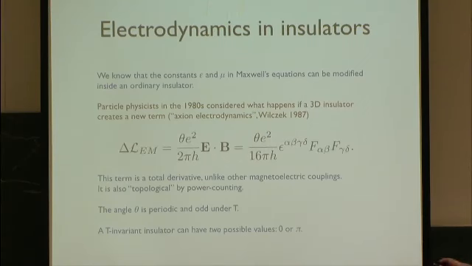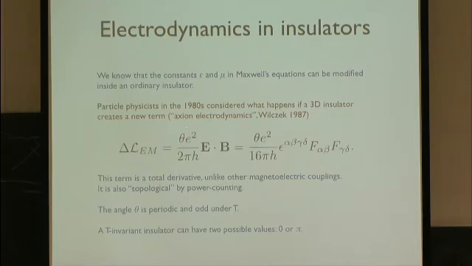I'm going to argue that theta is periodic with period 2 pi. I'm going to give a condensed matter picture for that. It's somewhat different from what's in the original Wilczek paper. Once I believe theta is periodic, then something special happens.